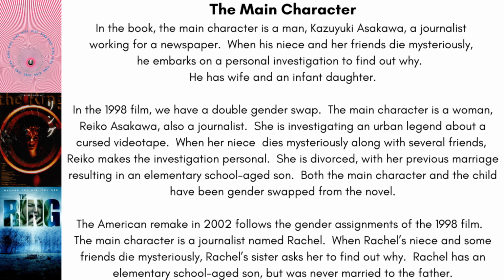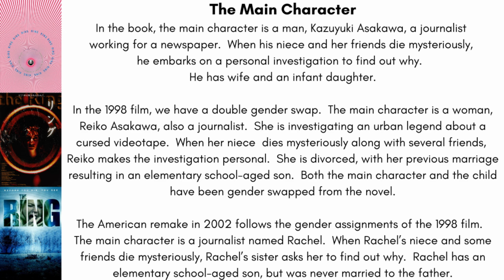Let's look at the main character. In the book, the main character is a man, Kazuyuki Asakawa, a journalist working for a newspaper. When his niece and her friends die mysteriously, he embarks on a personal investigation to find out why. He has a wife and an infant daughter.